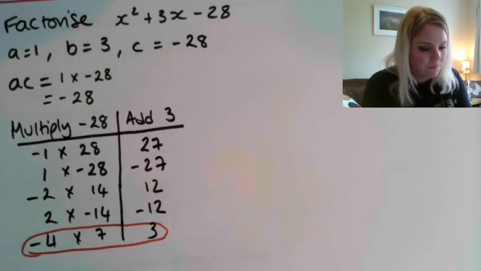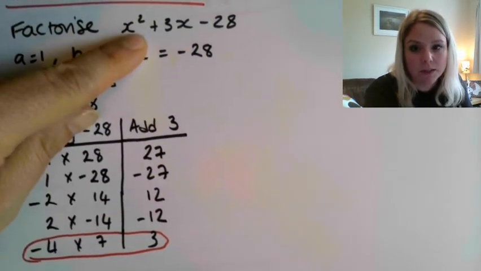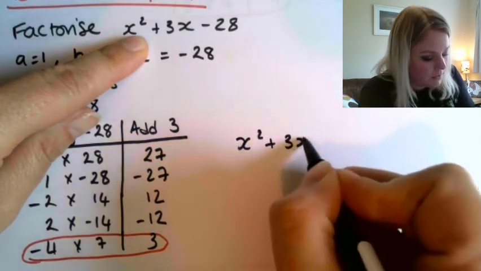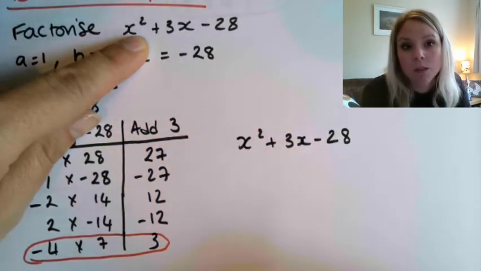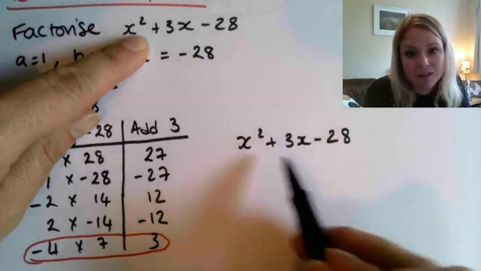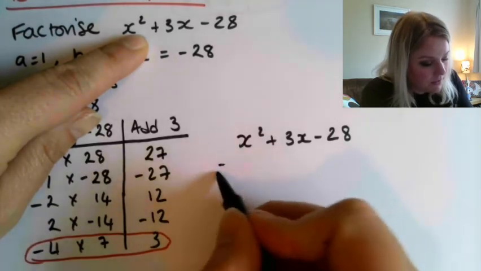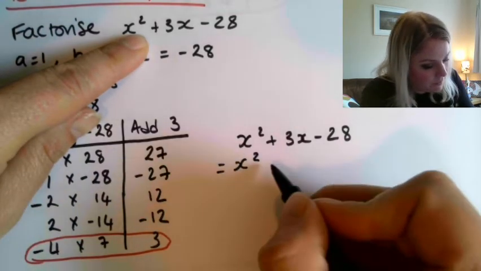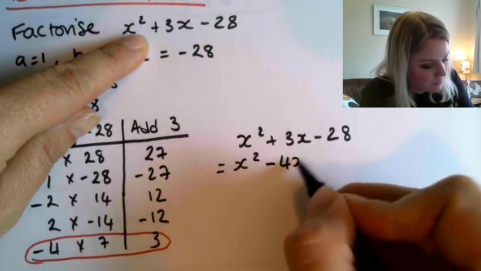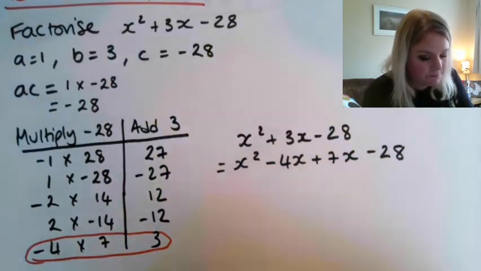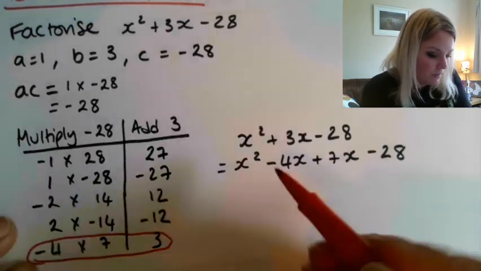Now, start off by writing out our equation. So x squared plus 3x minus 28. Remember, we're separating this 3x up into minus 4x plus 7x. So that's my next line. What am I doing? Minus 4x plus 7x minus 28. Take the first two terms and factorize them.